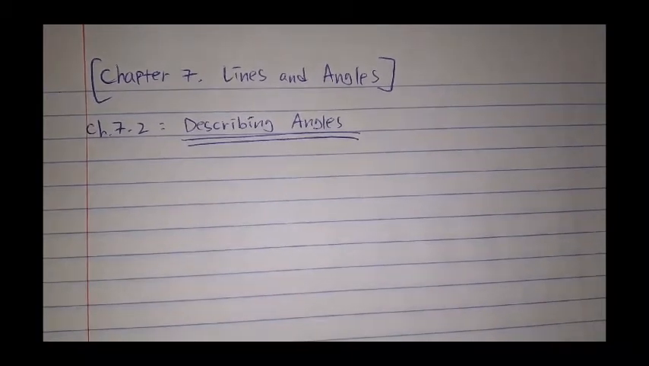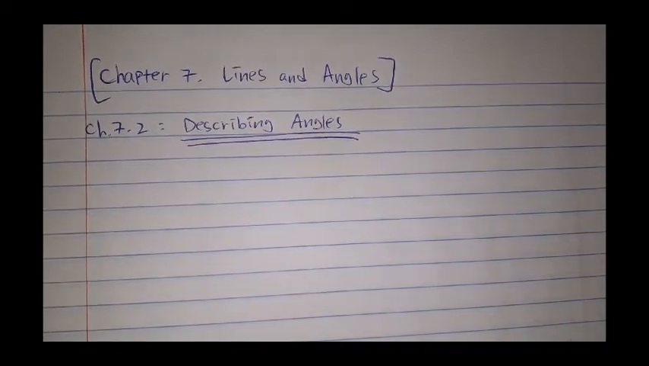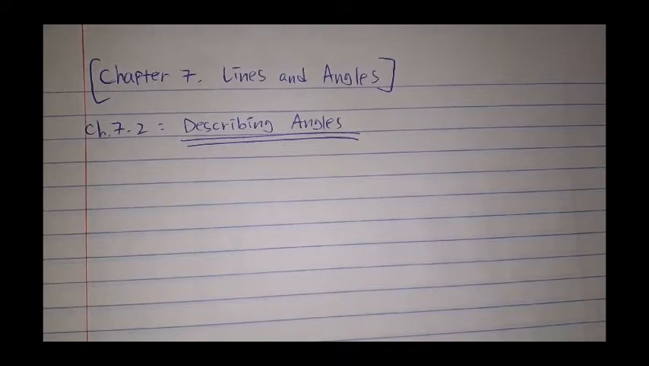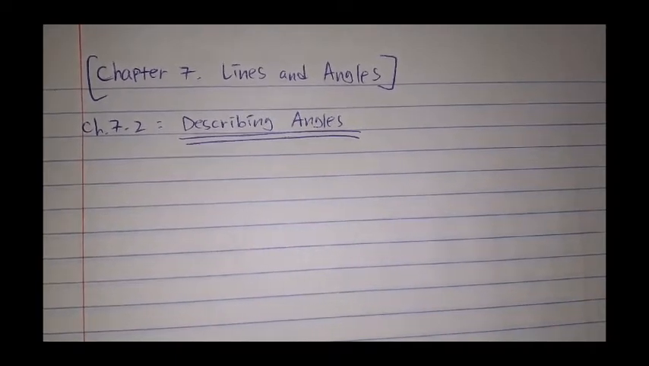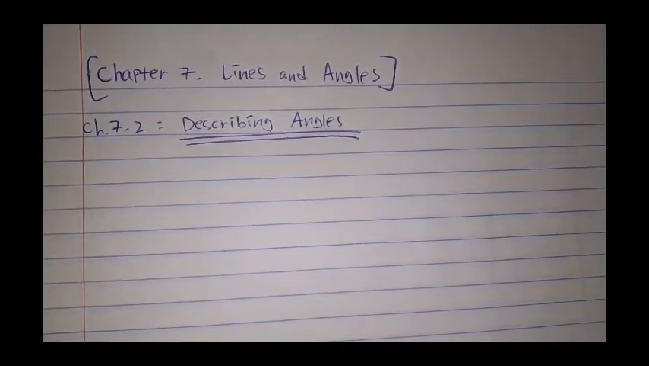Today's lesson is the first lesson in chapter 7, which is about lines and angles. As you may notice, we're starting with chapter 7.2, describing an angle. The reason is that chapter 7.1 is about estimating angles, and eventually we are getting into the world of actual angle measurement. So please have that in your mind.